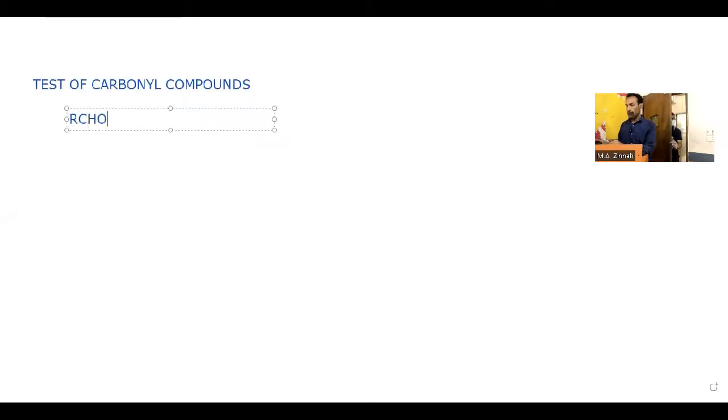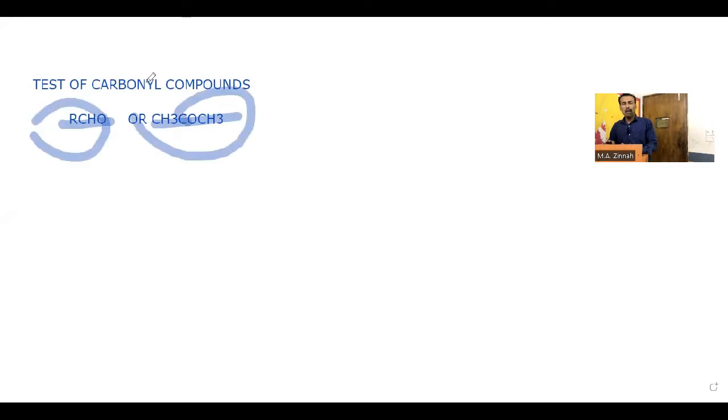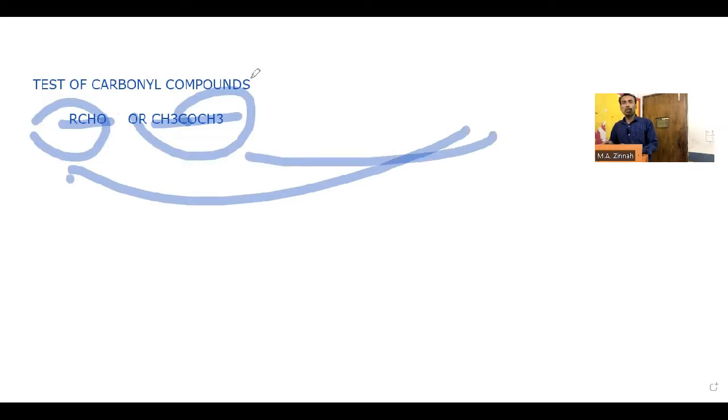Either this could be an aldehyde or a ketone. This is CH3CO, CH3. Aldehyde or ketone. These are two types of homologous series, separate homologous series, but we have a general name for these two compounds. Do you know the common name? Carbonyl compounds.